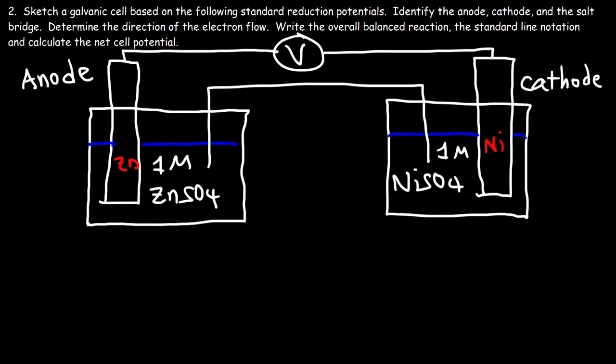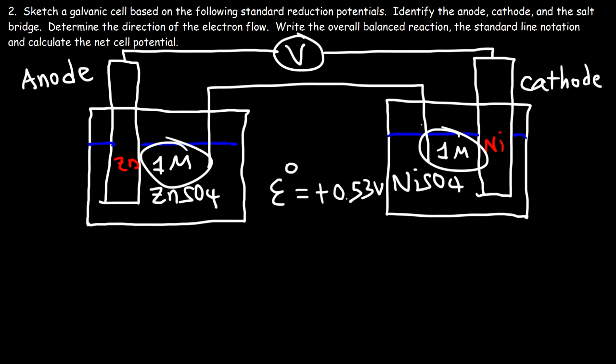If the concentration is not standard, then the cell potential will deviate from 0.53. Right now, the standard cell potential is positive 0.53 volts. Now, this little symbol here indicates that this is the standard cell potential, which means the concentration of zinc 2 plus and nickel 2 plus is 1 mole per liter. But if we change that concentration, then this value will change slightly.